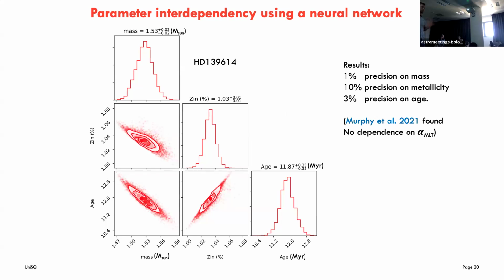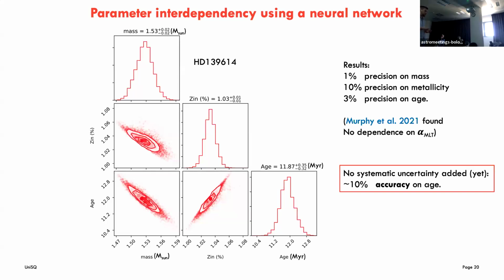But this is just the precision. This is just the relative precision that you get between models. You have to remember that there is no systematic uncertainty added in here to describe the accuracy of the modeling process overall. And so a better accuracy estimate for the age would be about 10%. And again, Anuj's PhD thesis is actually trying to quantify that systematic uncertainty.